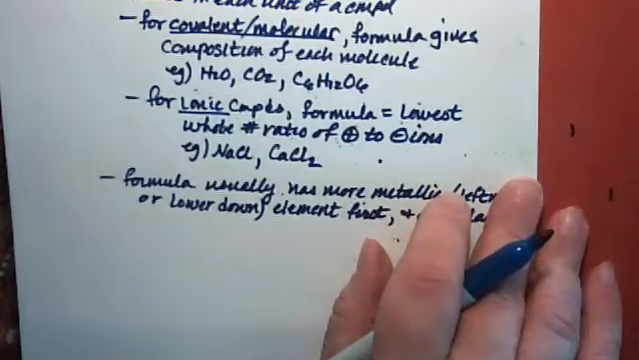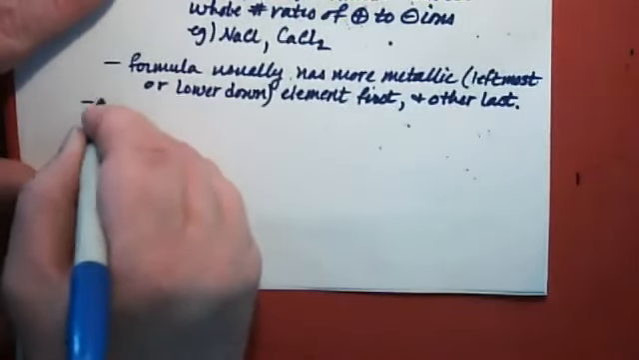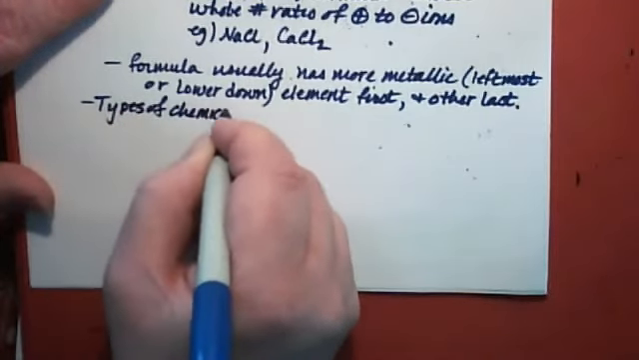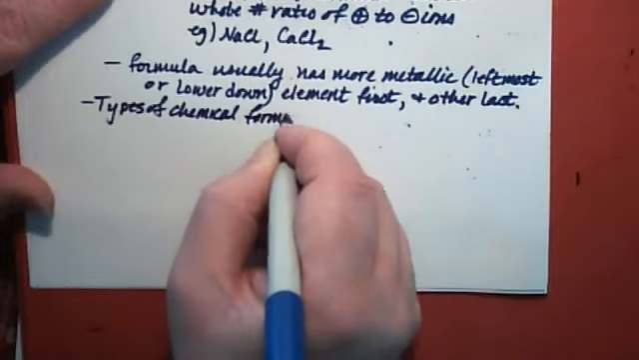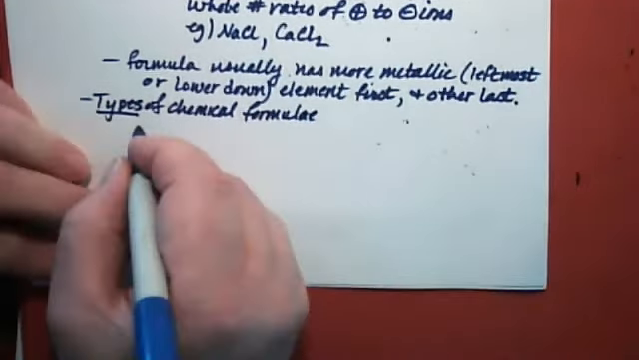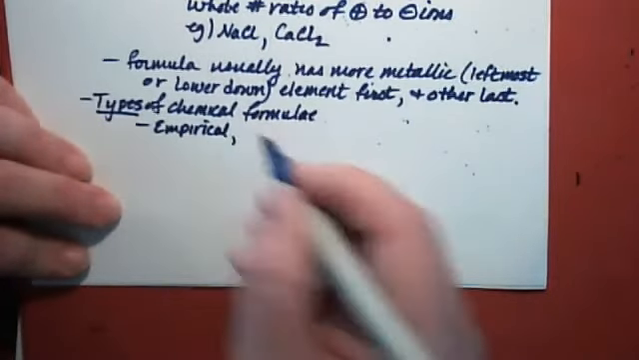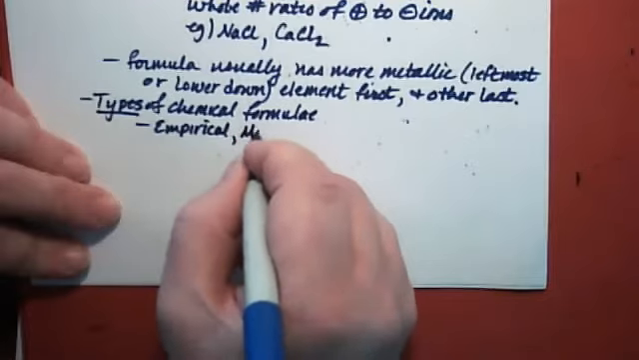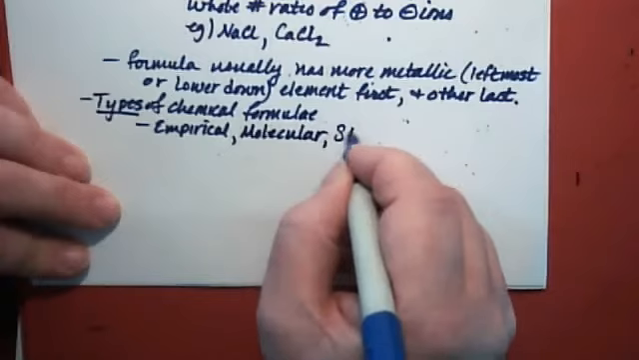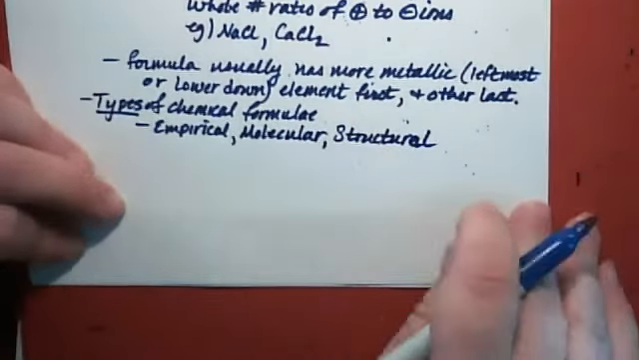Okay. So there are different types of chemical formulas, depending on what it is you want to convey. One is known as the empirical formula. One is known as the molecular formula. And there's another type that's known as structural formula.